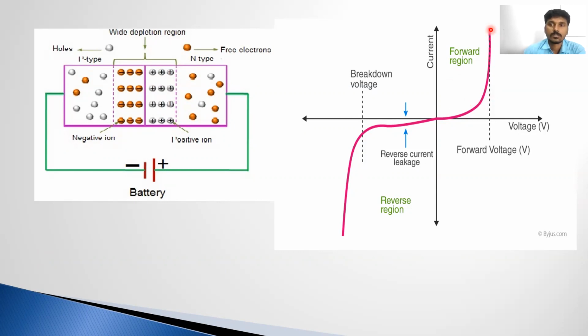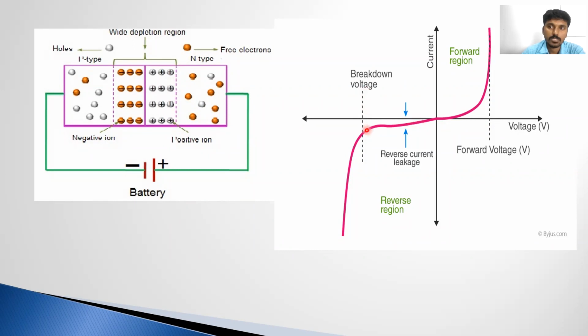Next, when the cathode is connected to the positive and the anode is connected to the negative, it comes into the reverse bias condition. In reverse bias, the diode will not conduct. Then what will happen? A small amount of leakage current flows. This is represented like this, the magnitude of the leakage current.